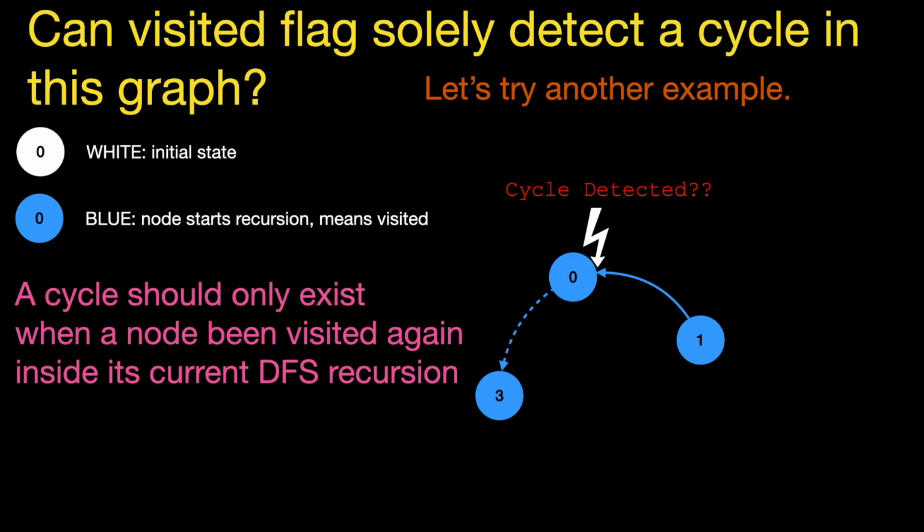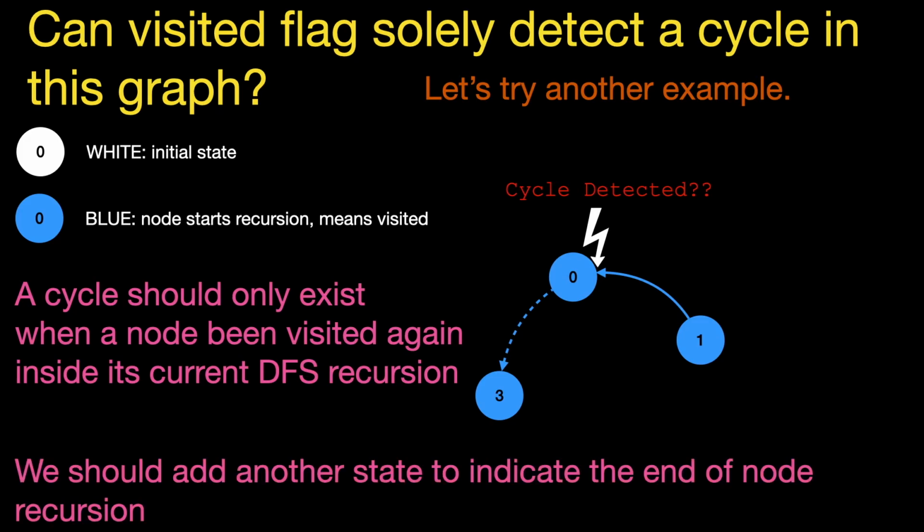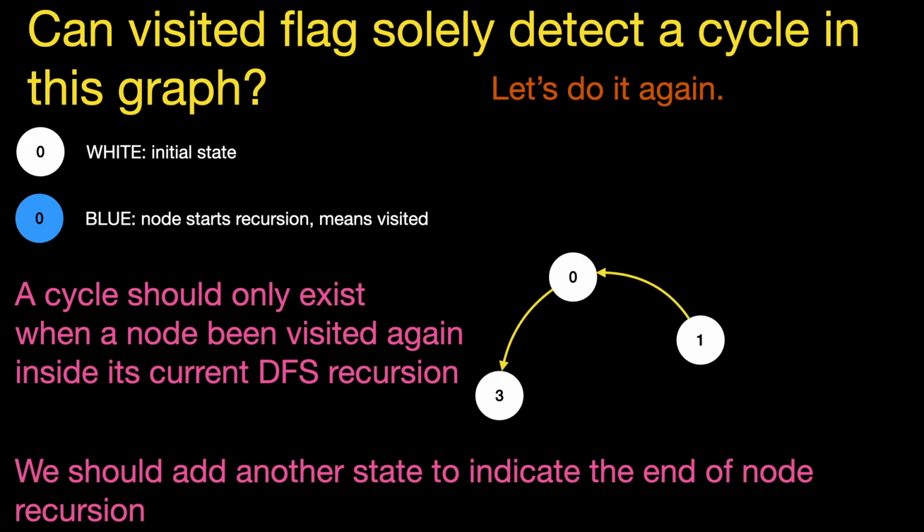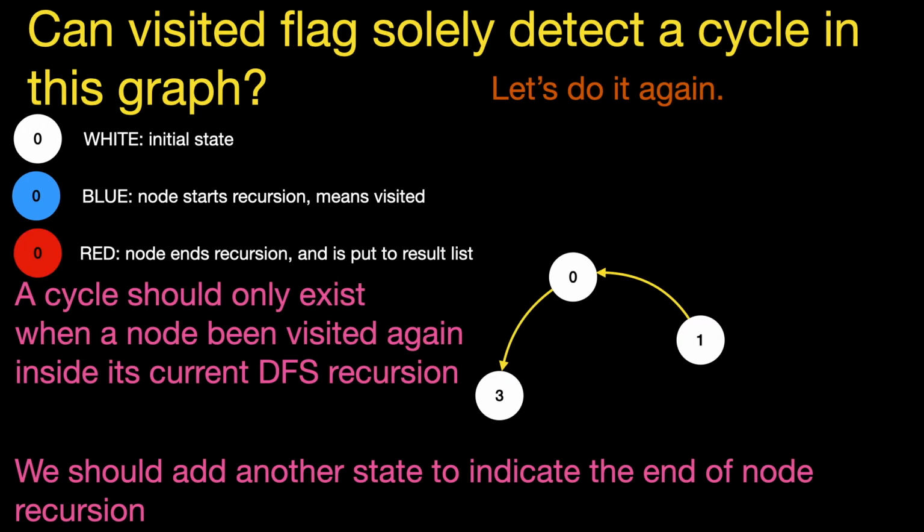It is because a cycle should only exist when a node has been visited again inside its current DFS recursion. And we should add another state to indicate the end of the node recursion. Let's do it again, with the new flag red, indicating the node ends recursion and is put to the result list.